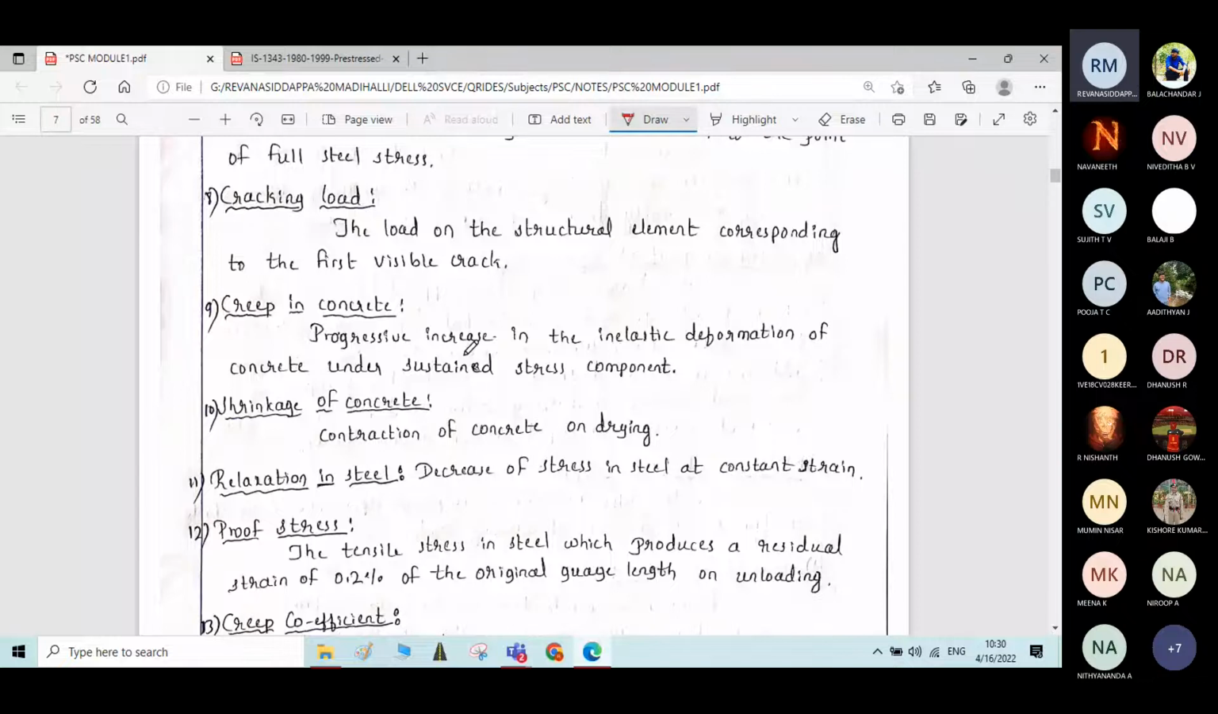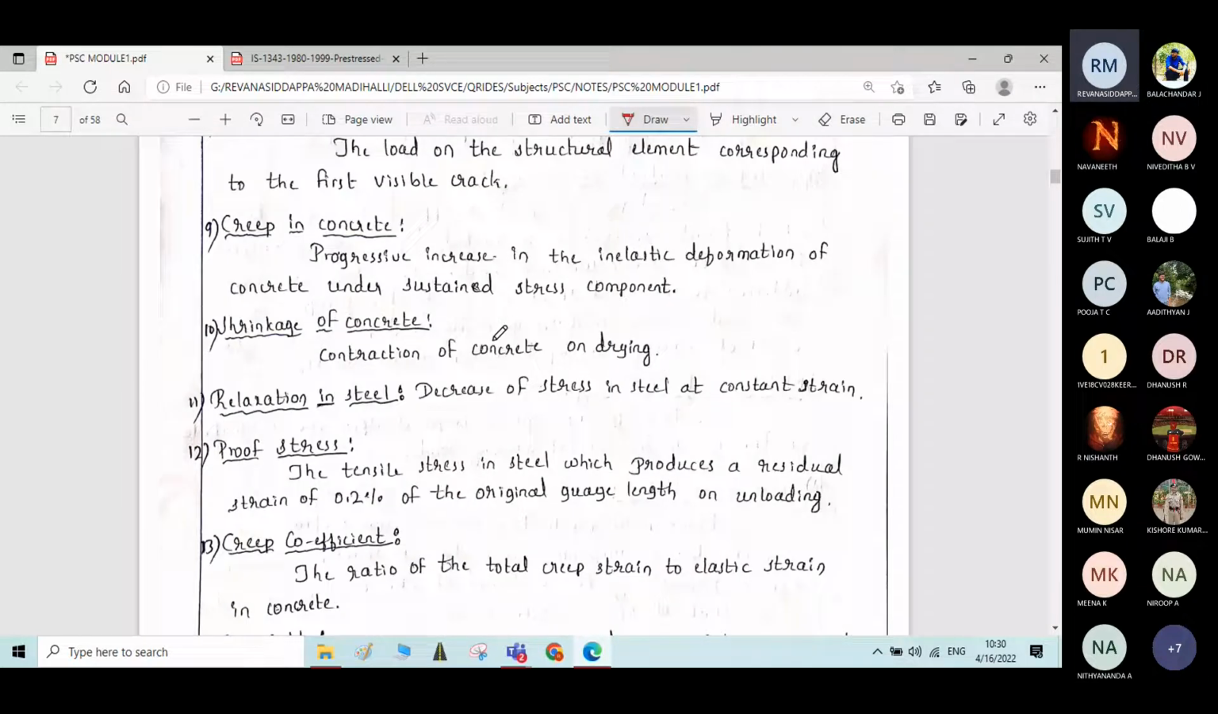Then coming to the cracking load, you all know the rest of the terminologies. Cracking load means the maximum load at which the first crack appears. The load at which the first crack appears is called the cracking load. Then creep and shrinkage, you already know. Creep is nothing but a progressive increase in inelastic deformation, the permanent deformation of concrete under sustained stress. Then shrinkage means reduction in volume of the concrete after drying. Why will the reduction of the volume of the concrete take place?